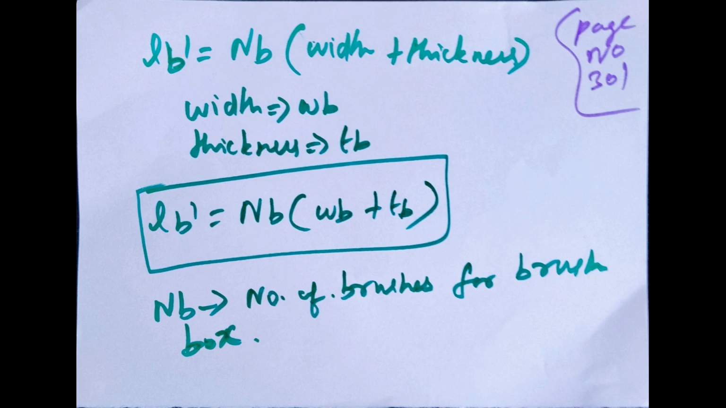Design of commutator and brushes, continuation. Fourth step, number of brushes per spindle. Sixth point: brush width WB is equal to AB divided by thickness of brush.